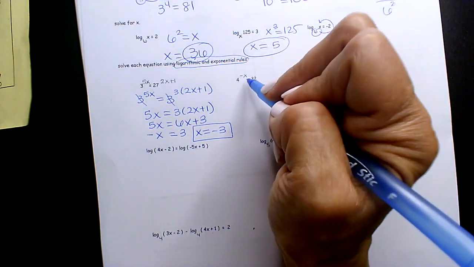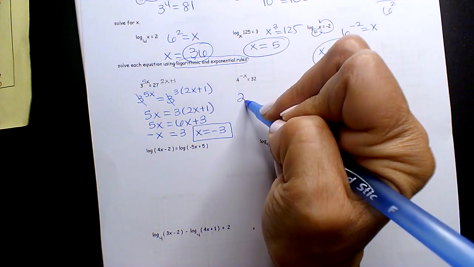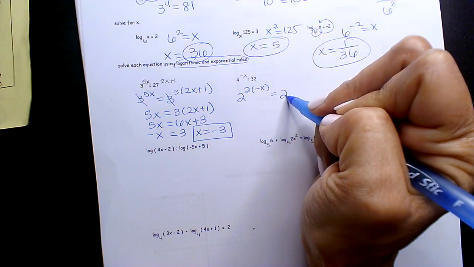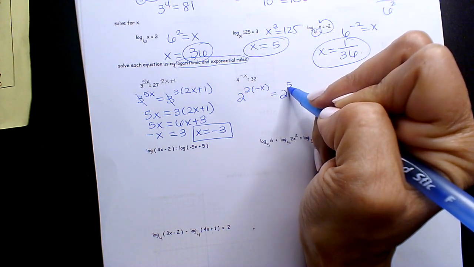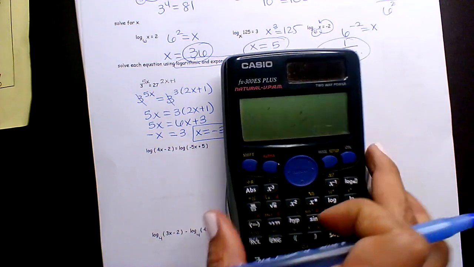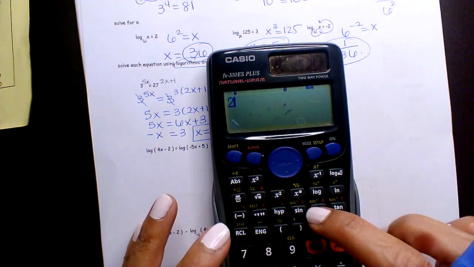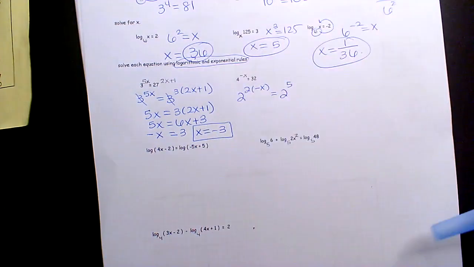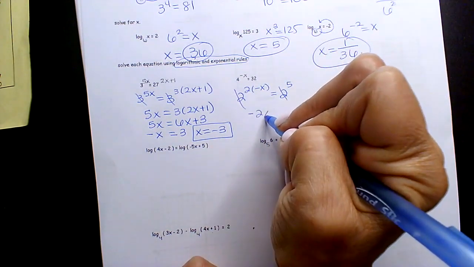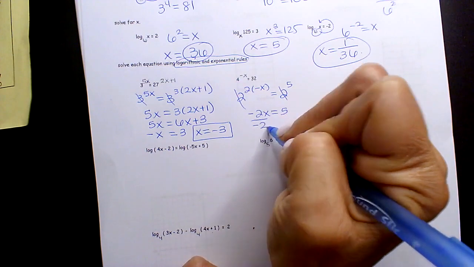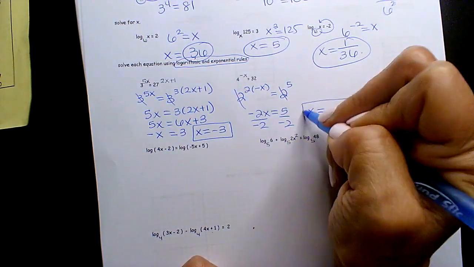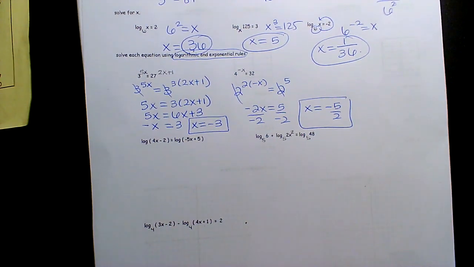Okay, here, you need to get it in 2's. 2 squared, negative x, 2 to the 5th. Is it 2 to the 5th? Here, let me get my calculator. Hold on. You guys, remember I'm still recording. I've got 3 more left, yeah?